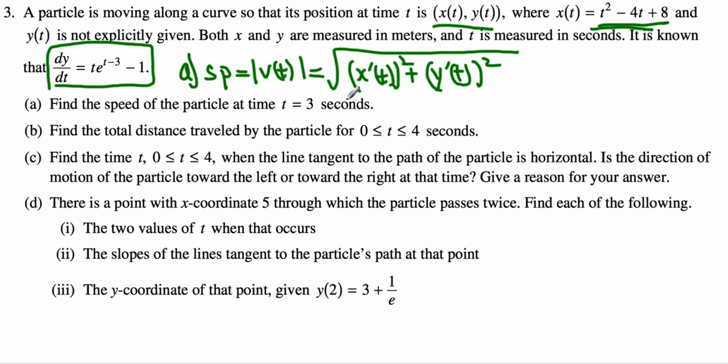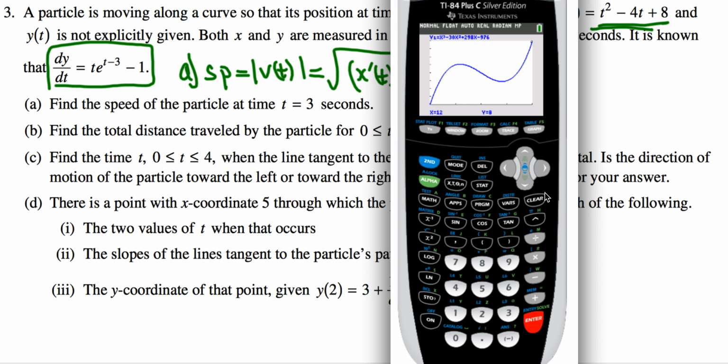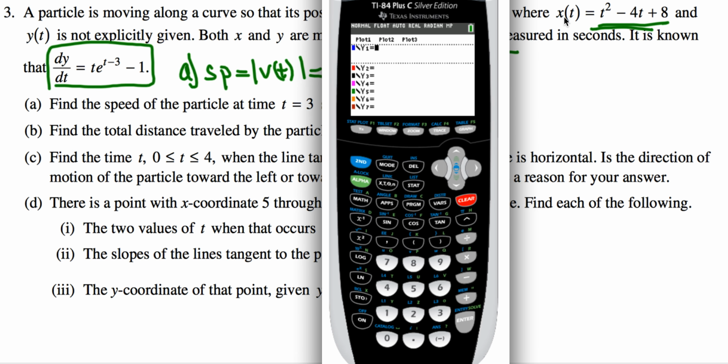Now, since it seems like we will be using that a lot, why don't I plot those things? The derivative of this one becomes simply 2t minus 4, or 2x minus 4. So y sub 1 is the x prime, and dy/dt becomes y sub 2, which I'm going to call e to the x minus 3 minus 1. All right.